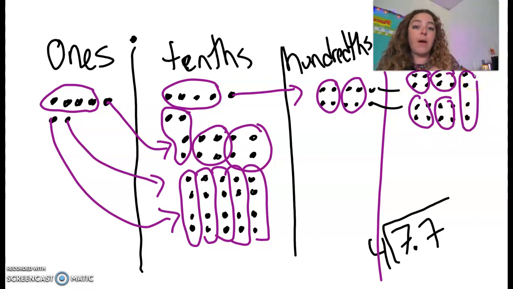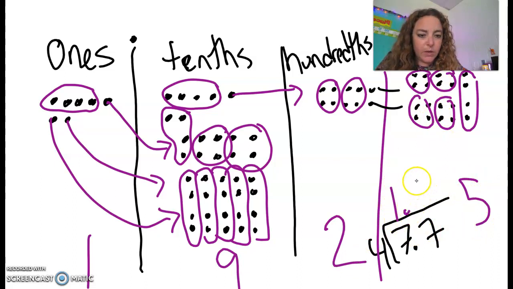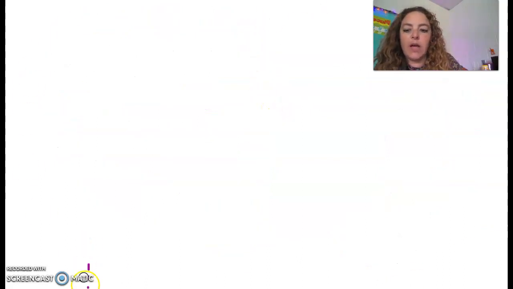Okay, so now I'm ready to look at how many groupings I have in each one. There's one grouping here. There's 1, 2, 3, 4, 5, 6, 7, 8, 9 groupings here. There's 2 groupings here, and there's 5 groupings here. So when I go to place this over the division, this is what it will look like. My quotient is 1 and 925 thousandths.